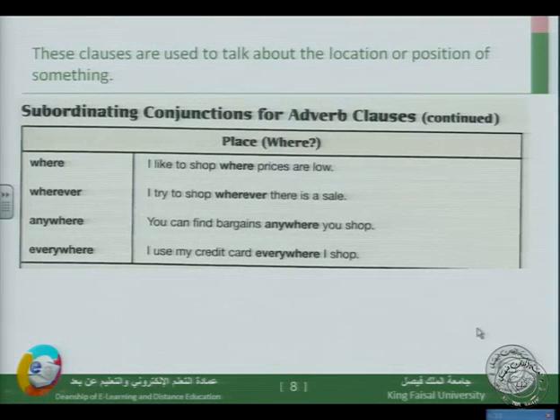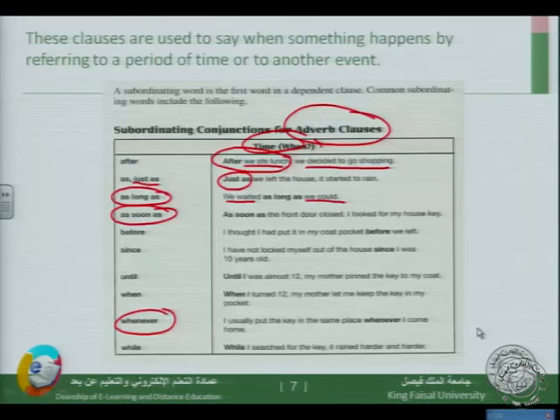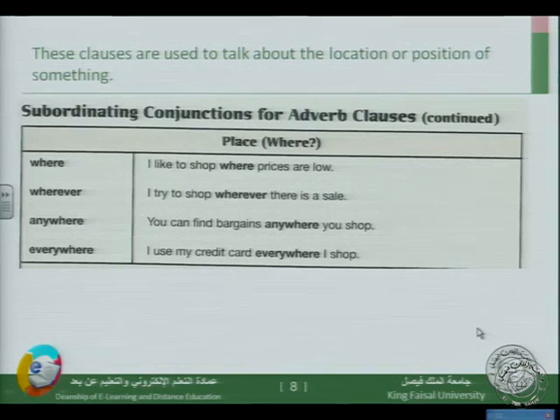These clauses are used to talk about the location. The first was about time, while here it is about the location or position of something, about a place. So we ask with where. For example, I like to shop where prices are low. What should the question be? Where do you like to shop? What's the answer? Where prices are low. Wherever: I try to shop wherever there is a sale. Where do you try to shop? What should the answer be? Wherever there is a sale.